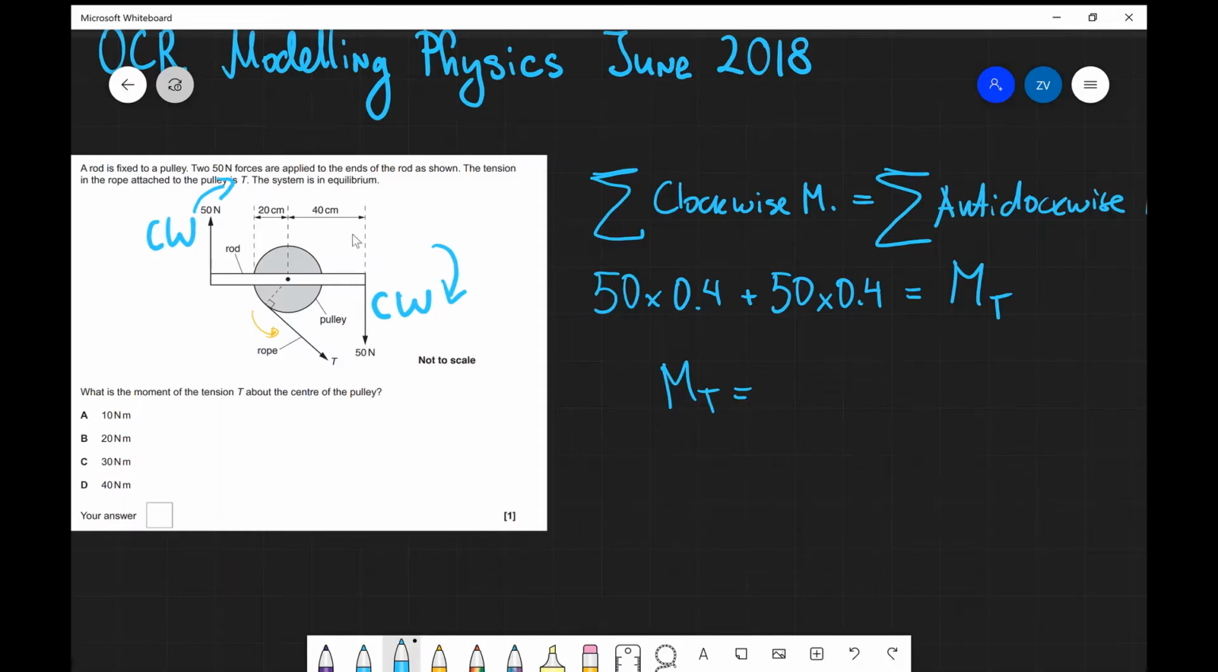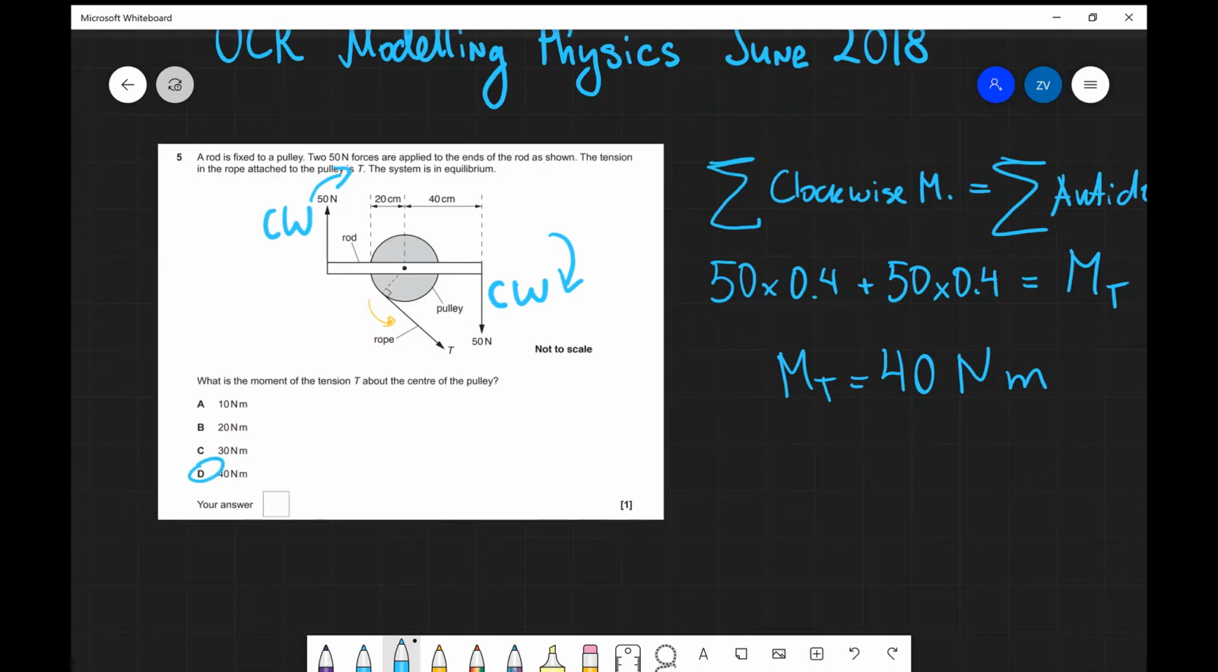If we just calculate that, we will instantly have our moment due to force T. So this one here is 20 plus another 20. This is going to be 40 Newton meters. Notice this is not looking for the force T. It's looking for the moment of the force, which is what we have found out. So the correct answer is D.